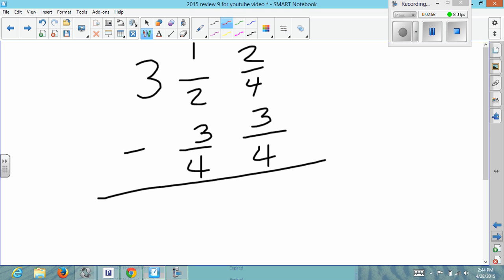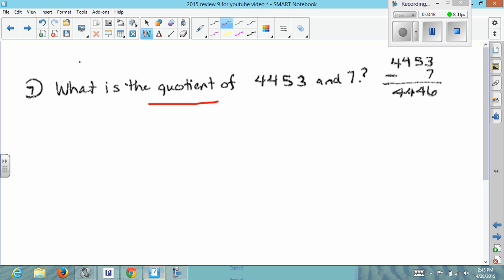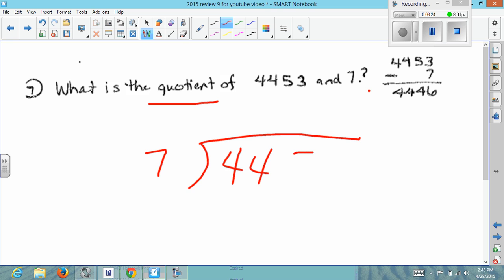Okay, next one. I need to add these or subtract these, and I can't do that because I can't take 3 away from 2. So I've got to change this to a 2 and make this be a 6. And now I can subtract, and I just go ahead and do that. The quotient of this, well, quotient means to divide. So I need to change this so that it looks like that. And write your answer to this as a fraction. So whatever you get, you're going to write it over 7 as your remainder.